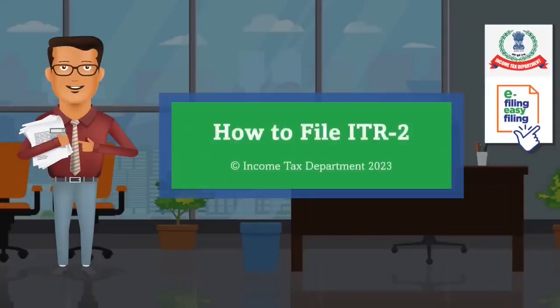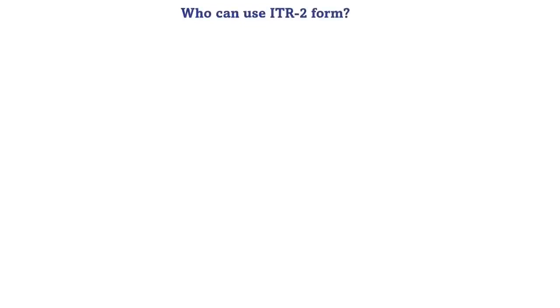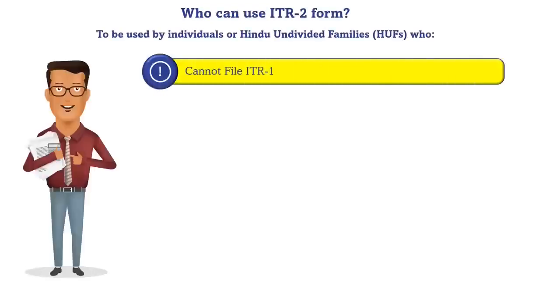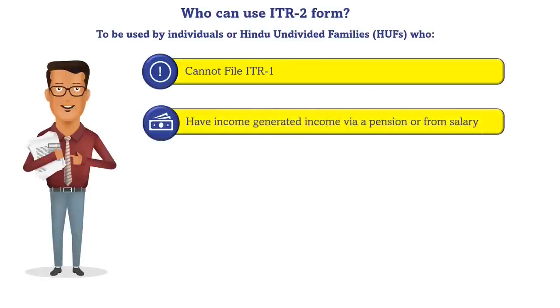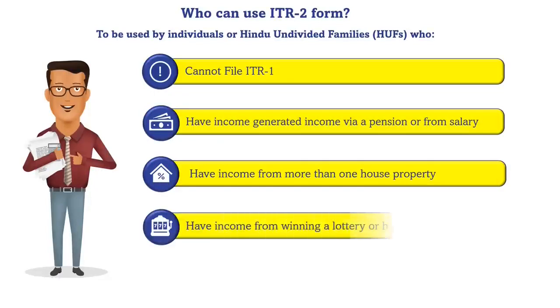This video is on how to file ITR-2. ITR-2 form can be filed by those individuals in Hindu undivided families who cannot file ITR-1, who are having income generated via pension or from salary, or they may have income from more than one house property, income from winning a lottery or horse races.